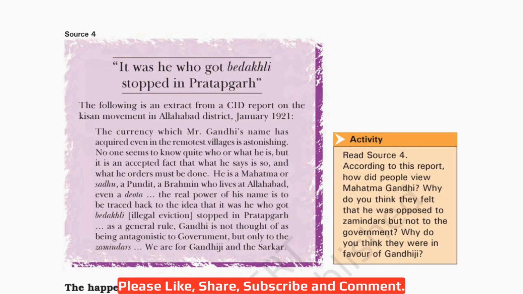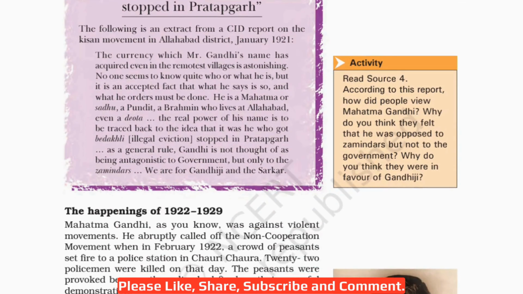The real power of his name is to be traced back to the idea that it was he who got Bedakli, meaning illegal eviction, stopped in Pratapgarh. As a general rule, Gandhiji is not thought of as being antagonistic to government but only to the zamindars. We are for Gandhiji and the Sarkar. Now let's see the happenings between 1922 to 1929.